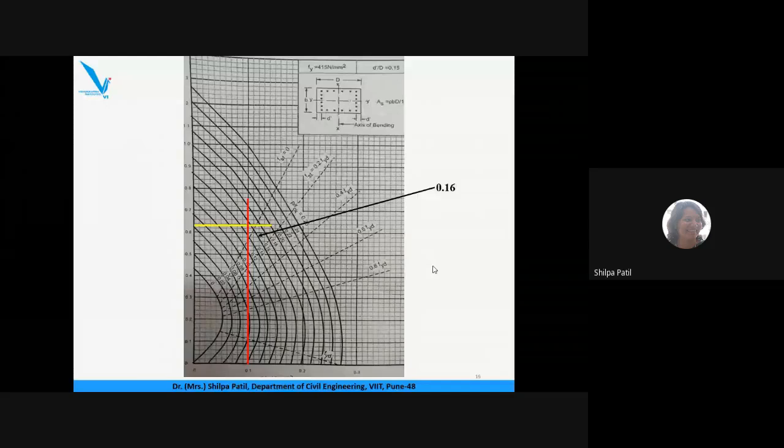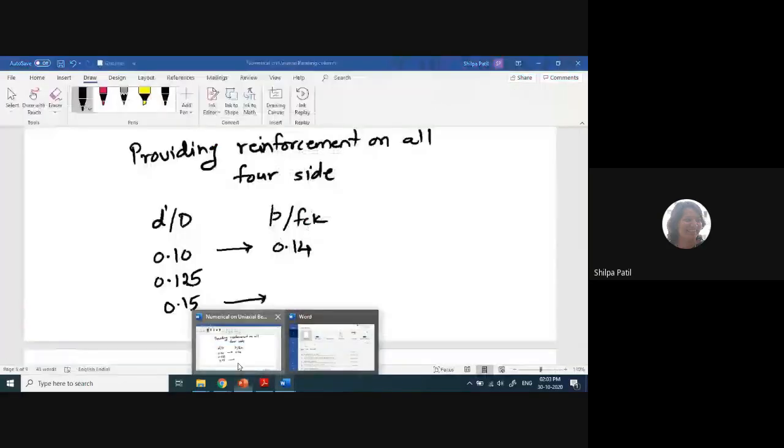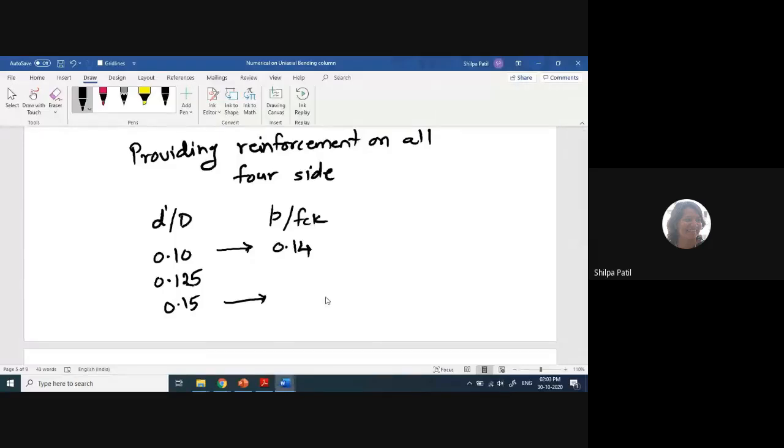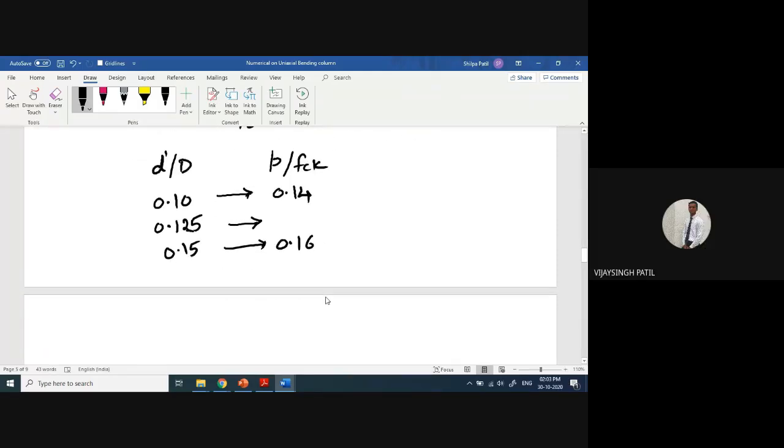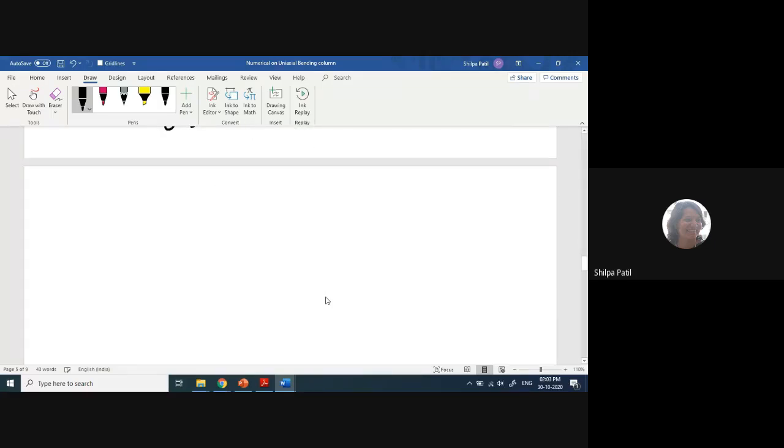Is it clear to everybody? Yes, ma'am. Okay, so let us consider this 0.16 value here. Quickly interpolate the value now between 0.14 and 0.16 and find out what value we are getting. 0.15. Okay, so my p by fck value is coming as 0.15. So put the value of fck here and find out p. So it is 0.15 into 20. What is the value?